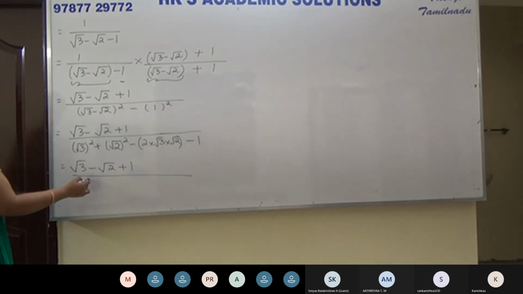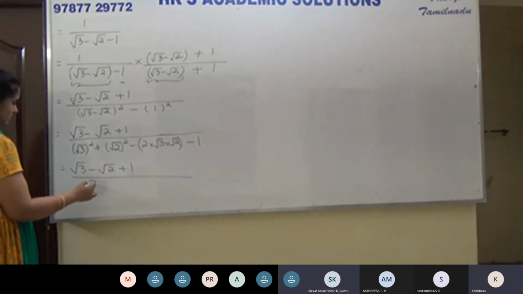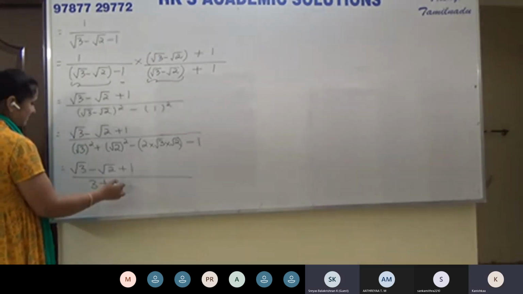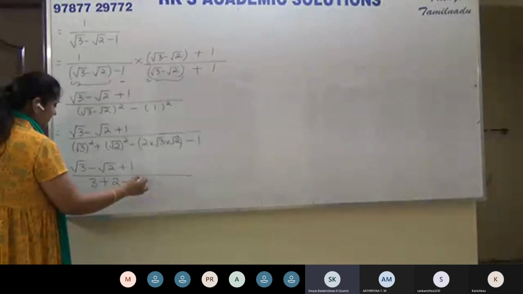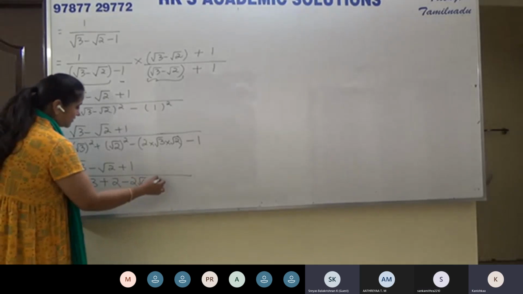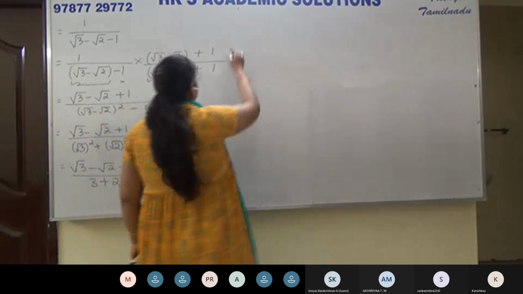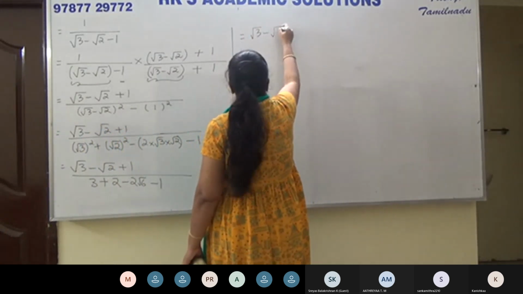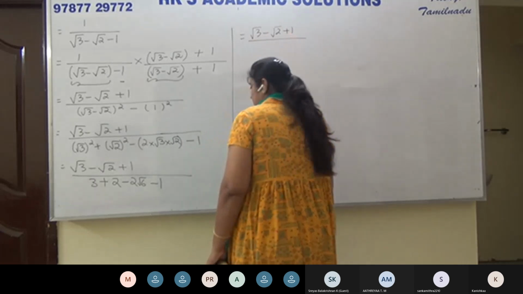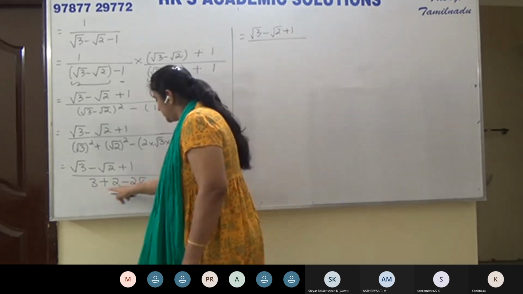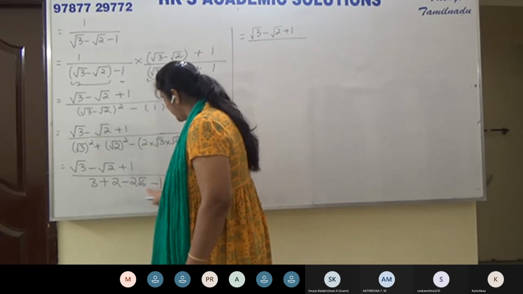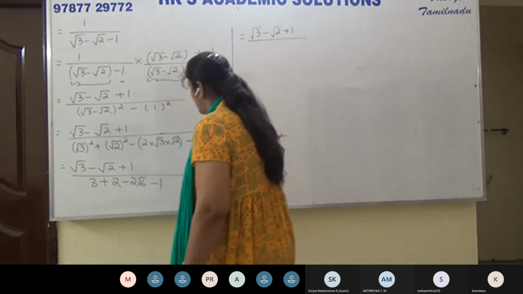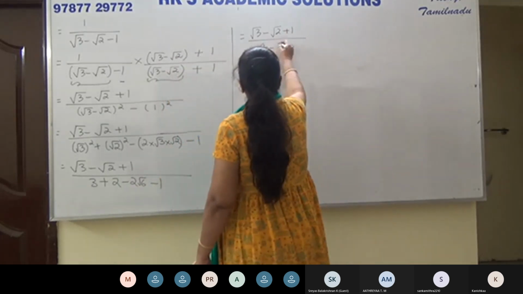What is root 3 squared? 3, plus 2, minus 2 root 6. Then minus 1. Very good. So the numerator as it is, root 3 minus root 2 plus 1, divided by 3 plus 2, 5. 5 minus 1, 4. 4 minus 2 root 6.